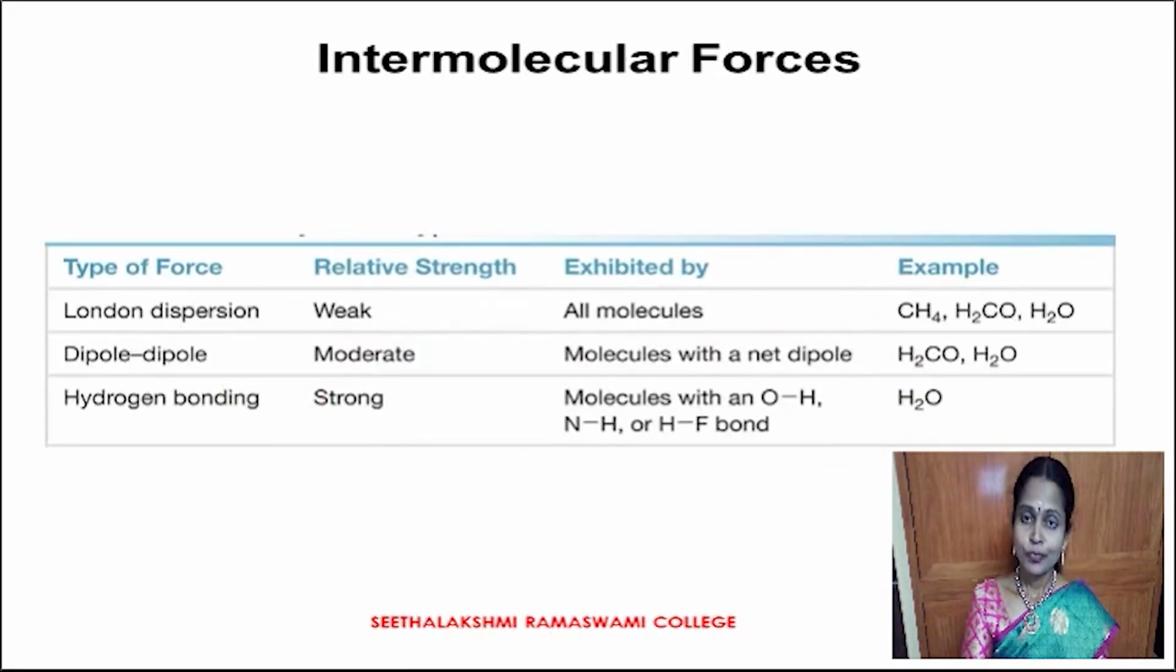The intermolecular forces are summarized in this table right here. London dispersion forces are weak in strength and are exhibited by all the molecules, whereas dipole-dipole interactions are moderate in strength and they are shown by molecules with a net dipole moment. And the third type, which is the hydrogen bonding, is the strongest of all the three, and molecules with an OH, NH or HF bond exhibit this hydrogen bonding.